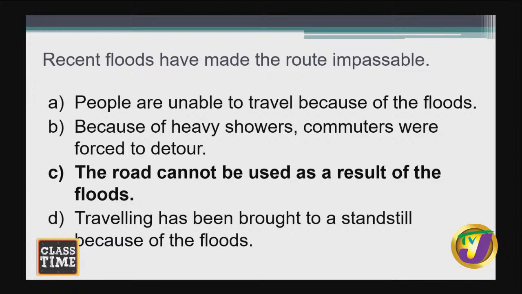We know A can't work because the original one did not mention people specifically. Suppose it's some donkeys that the people ride in, or they're just driving the cows to pasture. So it did not specifically mention people. And it didn't say necessarily that commuters were forced to detour. We don't know if there is a detour to get. We just know that this route, nobody can cross it. We know that traveling, yes, has been brought to a standstill, but did that meaning come clearly through the original statement? The original statement and C are the two that are most closely alike.